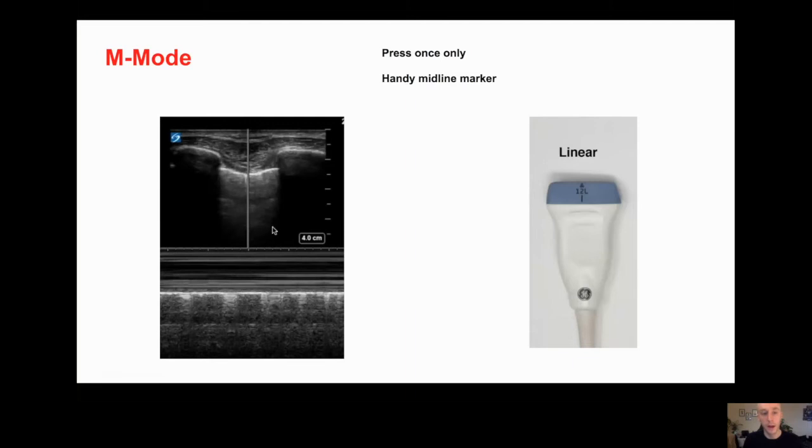All right, and that can be used to rule in or out pneumothoraces. This is the picture, you've got bone here, rib, and this is pleura, and maybe we can show you that later. But just know that you can press M mode once and you can get this middle marker. It's quite handy. Press it again, you get this, and you don't want that. And you can press 2D and get rid of it again.